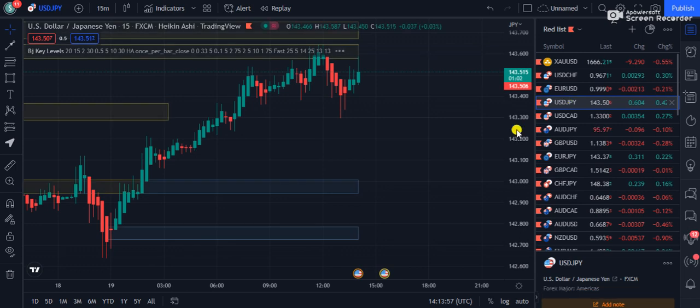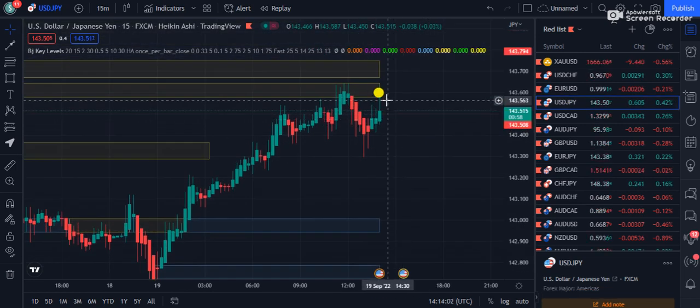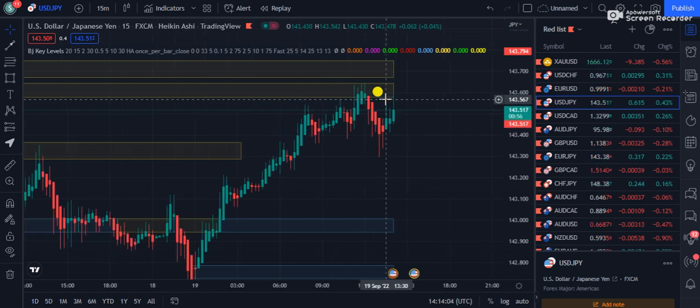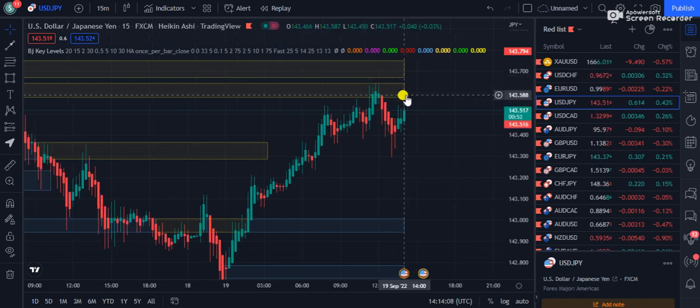Let's have a look at USD JPY. Okay, so if you are looking towards taking buy positions, that could be unnecessary, because we have two supply levels here. So it means that we should be looking to go for bearish positions once we are in the red Heikin-Ashi candles.